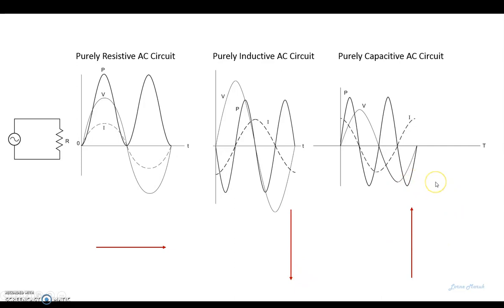And our purely capacitive circuits, where our arrows are opposite of the inductive circuits, because they are 180 degrees out of phase, but there is no real standard. But a common use is up for capacitance, down for inductance.